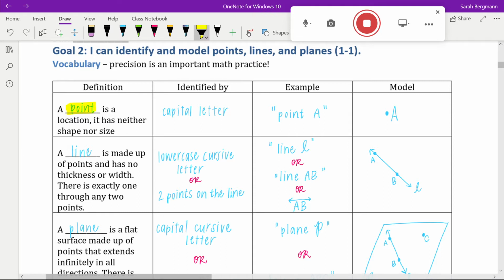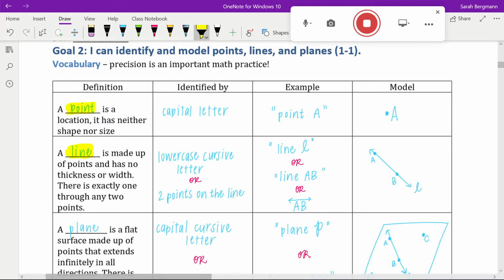The next word is a line. A line is made up of points. It has no thickness or width. There's exactly one line through any 2 points. You name it with a lowercase cursive letter, or if you can find 2 points on the line, you can also use that to name your line.